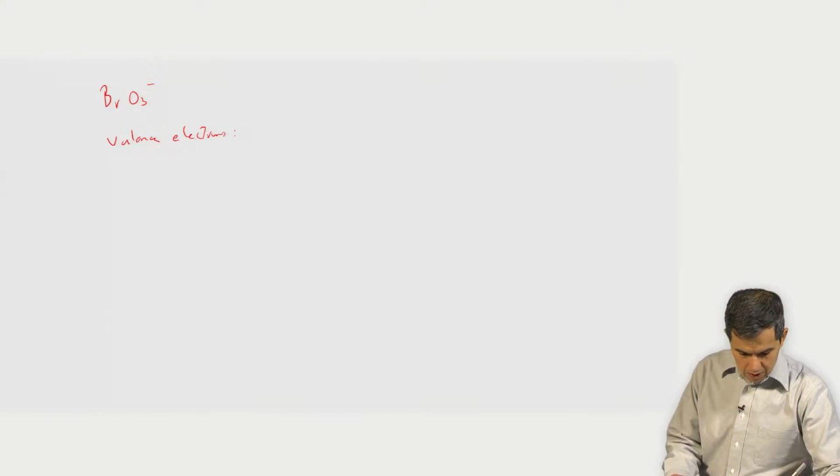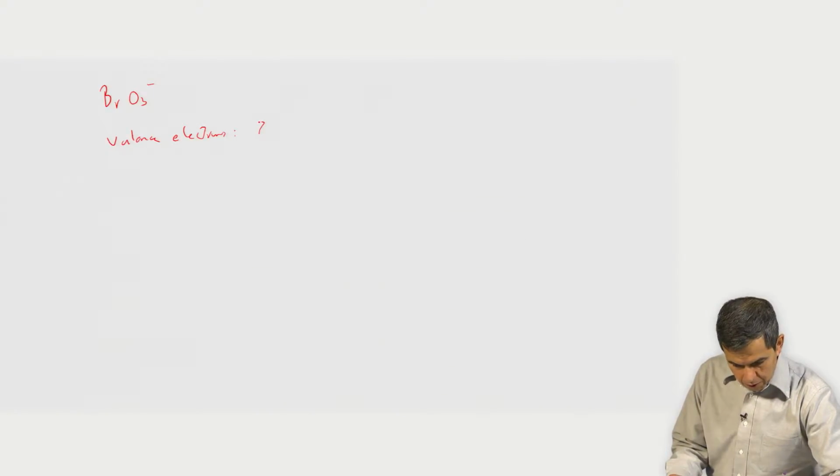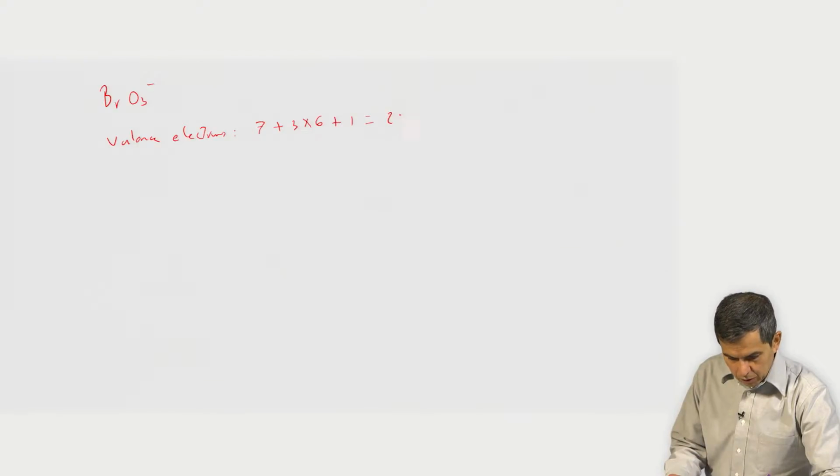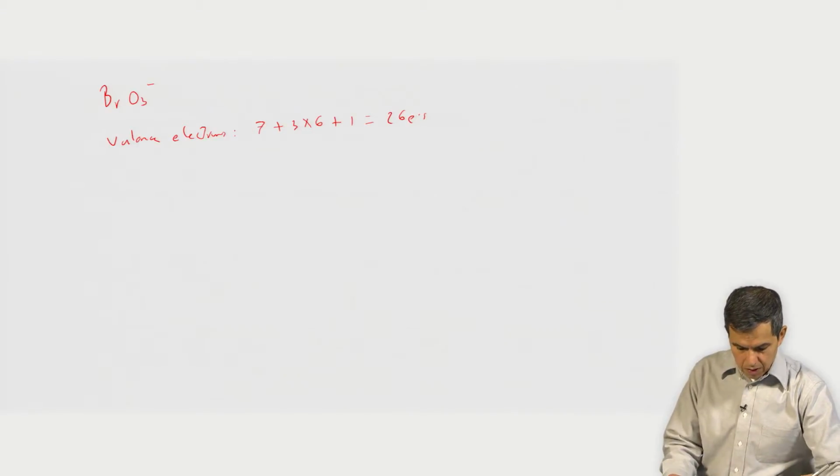So let's begin then by counting the number of valence electrons looking at the periodic table. So for BrO3-, we are going to expect to have the following number of valence electrons. We have 7 for bromine, and then we have 3 oxygens. Each oxygen has 6 electrons, and we have 1 extra electron for the negative charge. So we have a total of 26 electrons.